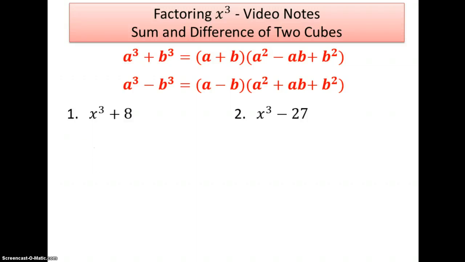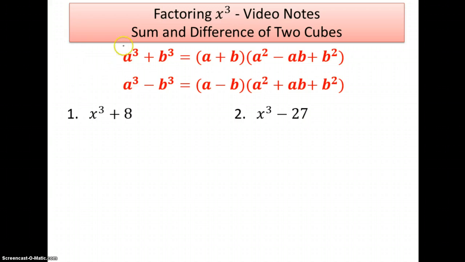Hey, Algebra 2 students, today we are going to take a look at factoring x cubed expressions. Before today, any x cubed that we had was because there was a GCF. So this is totally new stuff, not too bad.